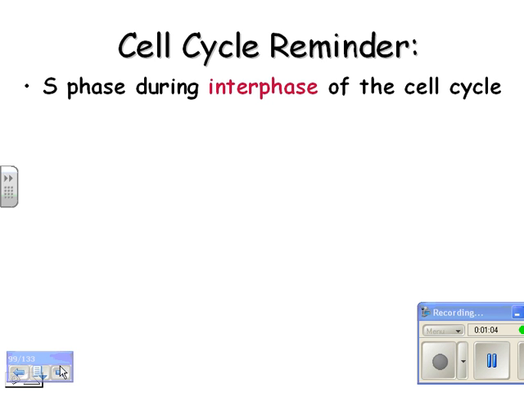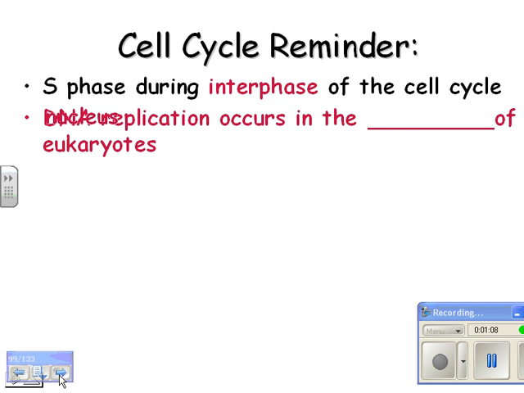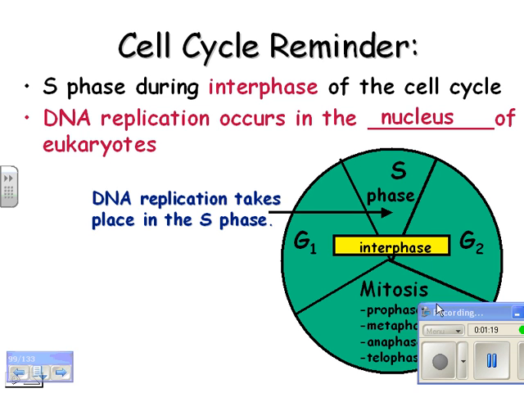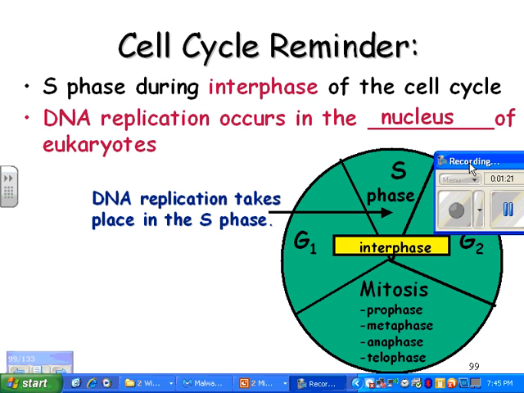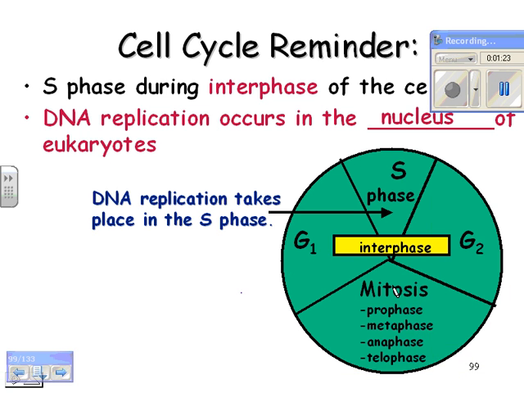The S phase happens during interphase of the cell cycle, and DNA replication happens in the nucleus for eukaryotes. So remember, the nucleus is still there through all of interphase. It's only during mitosis and meiosis that the nuclear envelope disintegrates. So the picture that I've been waiting for here. We spent a long time in mitosis. Remember, prophase, metaphase, anaphase, telophase, you get two cells. Anyway, this entire thing from here to here is called interphase.